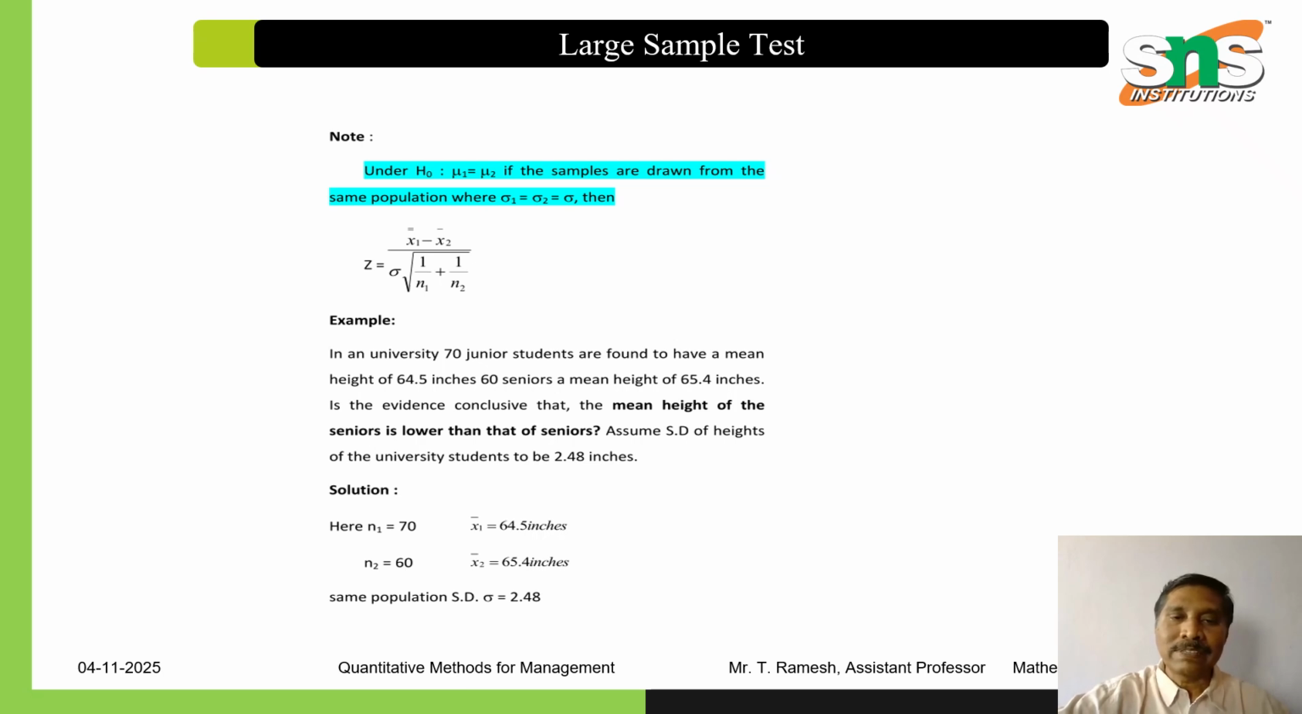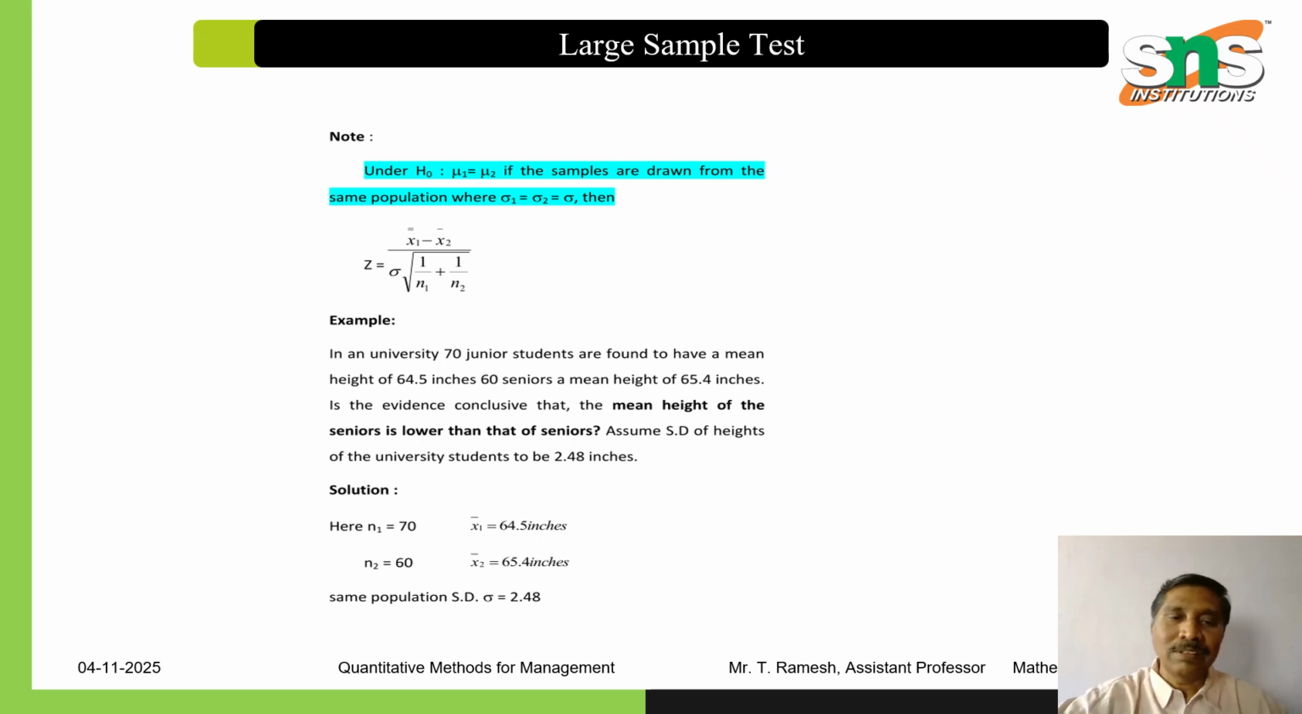In a university, 70 junior students are found to have a mean height of 64.5 inches, and 60 seniors a mean height of 65.4 inches. Is there evidence to conclude that the mean height of the seniors is lower than the juniors? Assume the standard deviation of the height of the university students to be 2.48 inches.